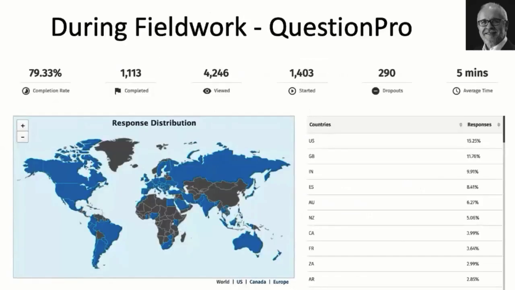This study, like the first wave, was conducted using the QuestionPro platform. Big shout out and thank you to them for lending us the platform. And we get these sorts of statistics as it's running. We see that we've got an almost 80% completion rate. Experience tells me that's pretty good. We've got 1,113 completes before we start having a look at whether some of those are bogus. We get some geographic information, first of all in the picture, more meaningfully in the numbers on the right hand side. So just over 15% of the sample at that point was coming from the US.